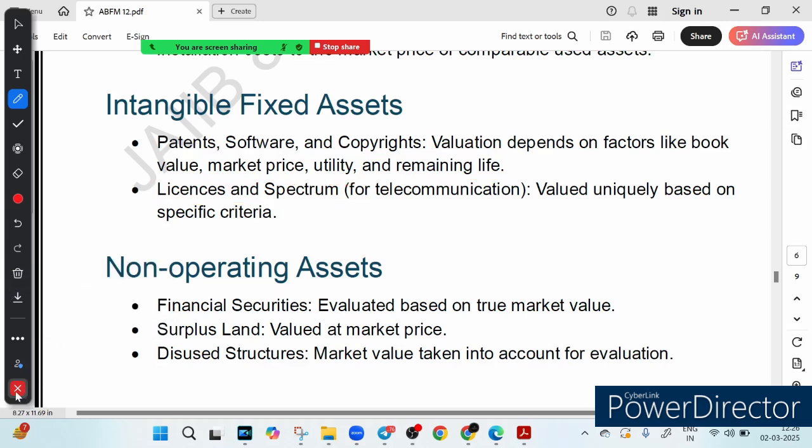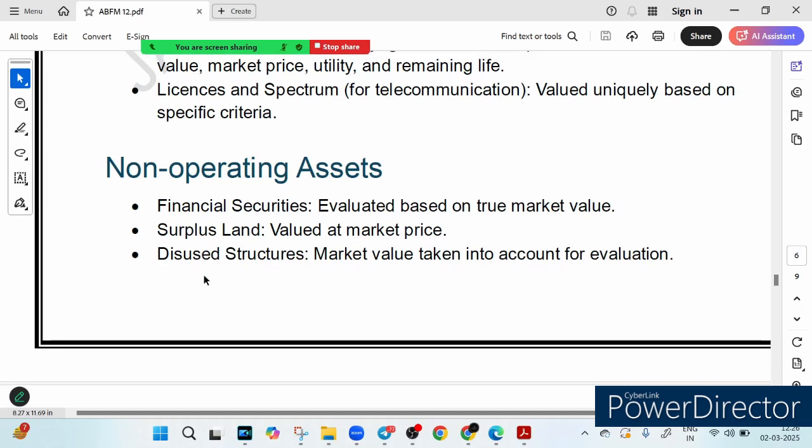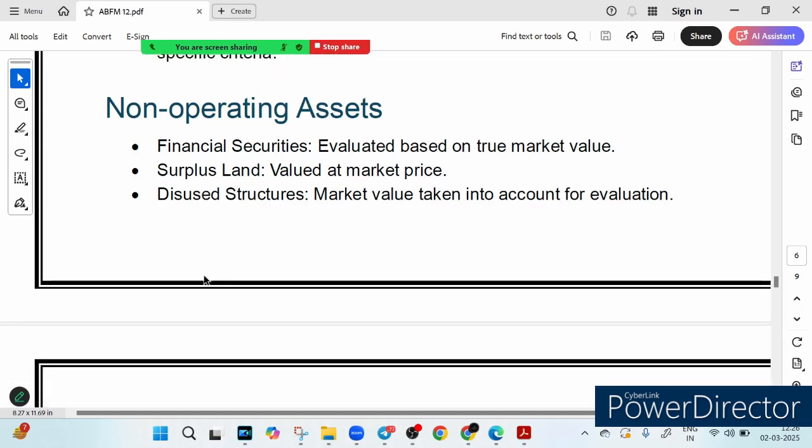Then we have something called non-operating asset. What about this non-operating asset? How is their valuation done? So what happens to assets that a company does not actively use in operation, and how do we value a company if it's shutting down? So friends, what is non-operating asset? Means the extras on the balance sheet. These are the assets a company owns but does not use in daily business. Think of it as financial side gigs.